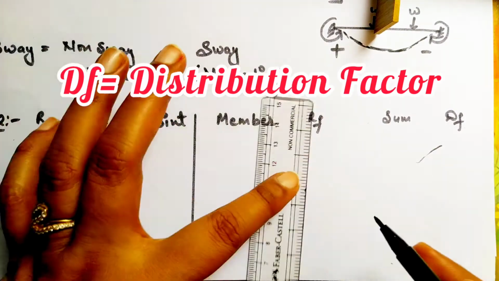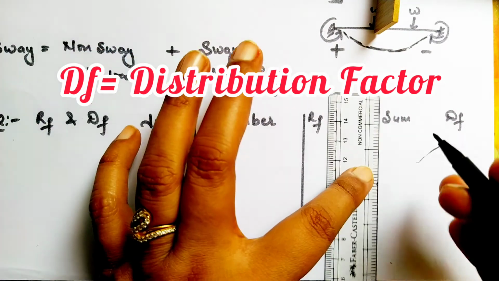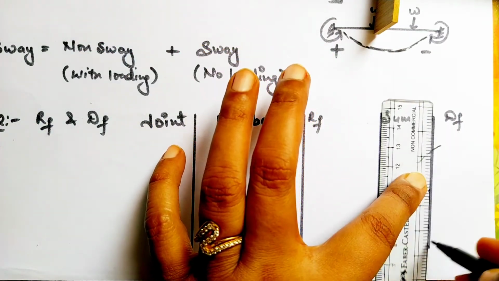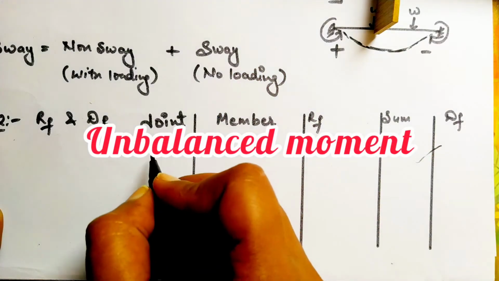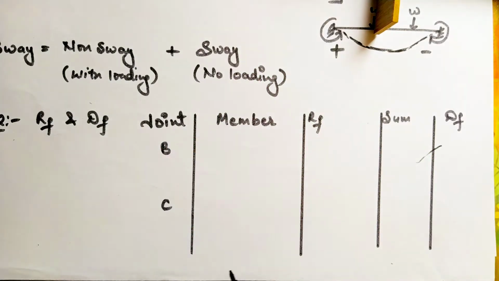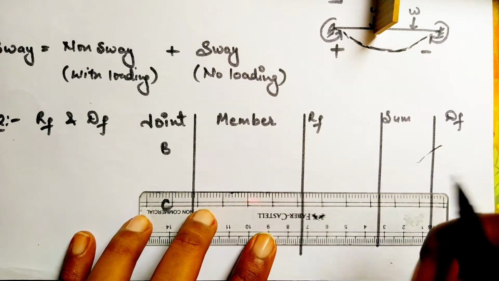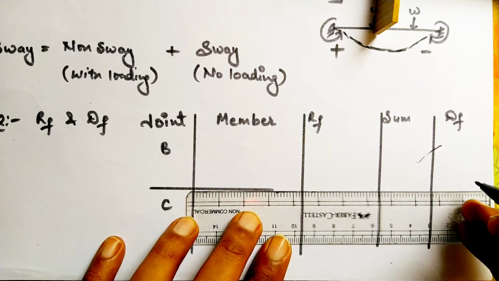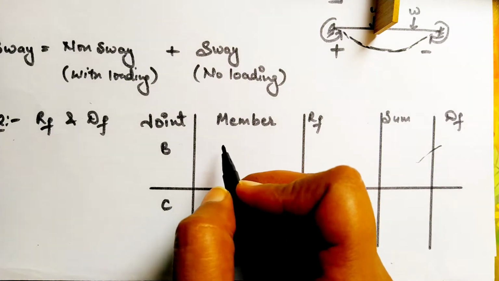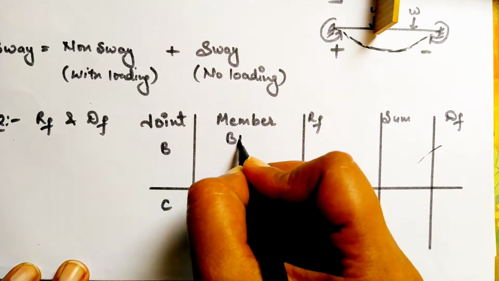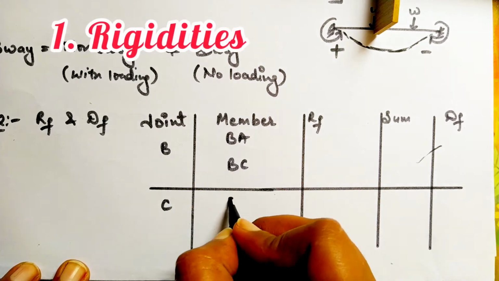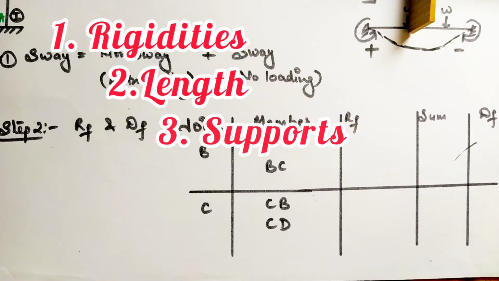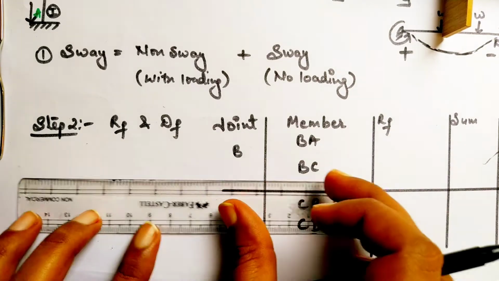So distribution factor is a factor which decides which member of the structure will take how much amount of undistributed moment. Undistributed moment which is coming at a joint and which is not making it to neutral. Additionally, we have to distribute it to the different members which are attached to that particular joint. So it depends on rigidity, length and the kind of support we are having. So these factors decide our RF and our DF.